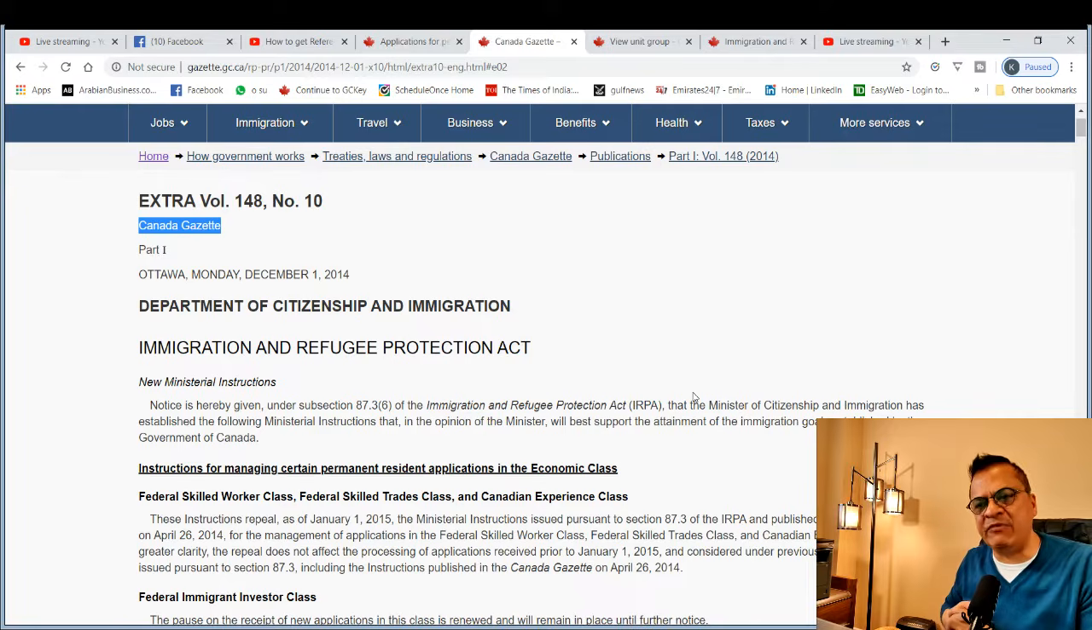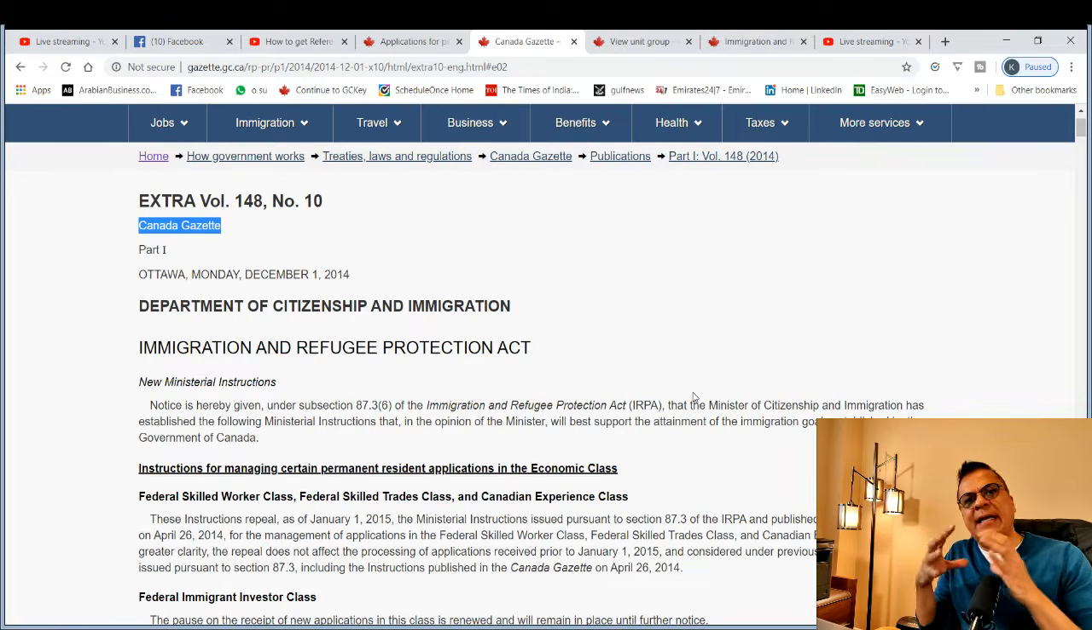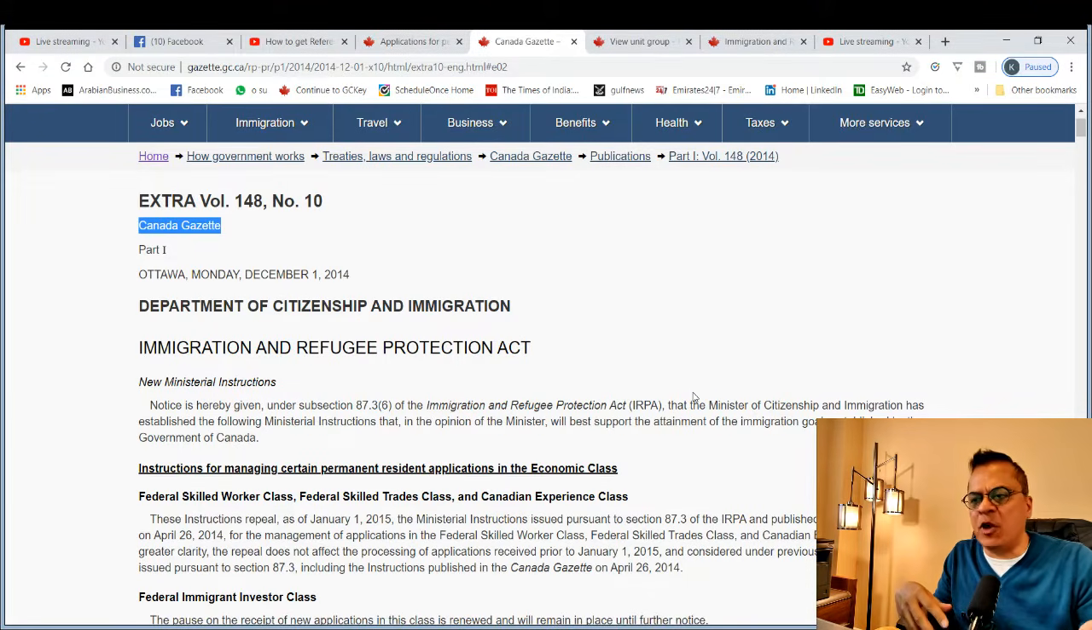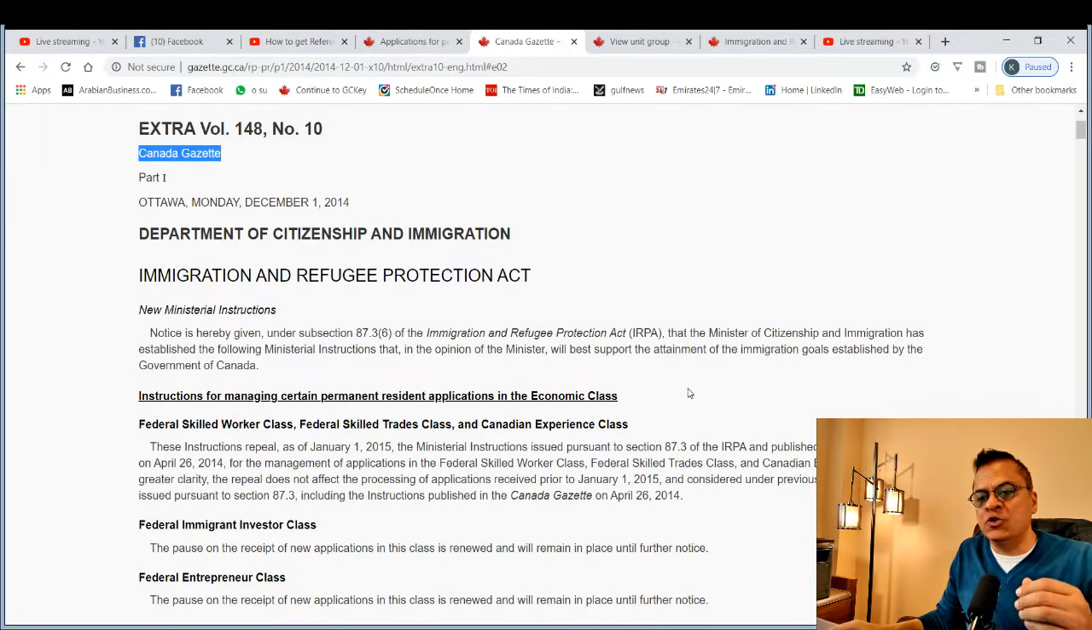So therefore, IRPA and IRPR define the guidelines under which the application will be assessed, and then the ministerial instructions further define how you will be given points, what will be acceptable, what will not be acceptable, what will be considered as valid, what will not be considered as valid.